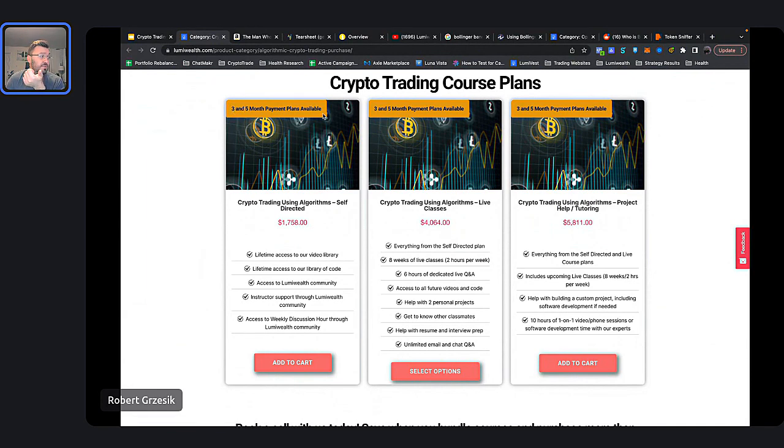You pay it all up front if you want, or you can do a 3 or 5 month payment plan. And again, that gives you lifetime access to our video library, lifetime access to all of our code. Lifetime access means when we create new videos, when we add new code, you're still going to be getting that, all the improvements and new algorithms as they come out. You're going to get access to our Lumiwealth community, all the closed off parts.